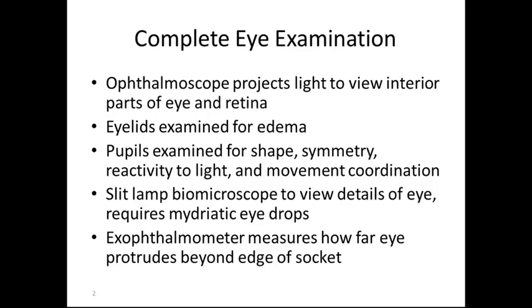The complete eye examination begins with an ophthalmoscope, which projects light into and views the interior part of the eye and retina. Eyelids are examined for edema, and pupils are examined for shape, symmetry, reactivity to light, and movement coordination. Also used is the acronym PERRLA.